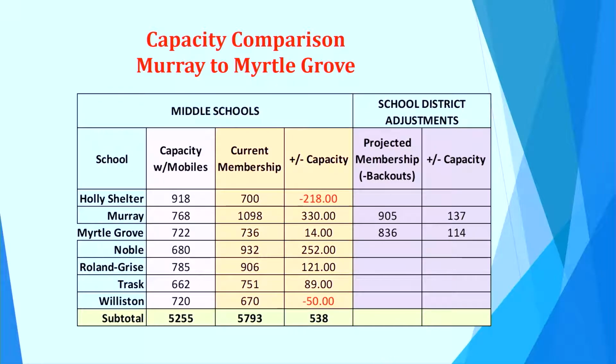In this particular plan, again, it's 45 students, 4 study areas that are adjacent to Myrtle Grove. It would bring the projected membership from 1098 to 905 for next year, and it would be 137 over. And at Myrtle Grove, their projected membership would be 836. That'd be 114 students over. It's like I said before, we're not redistricting, and this proposal doesn't solve overcrowding. It helps us get through this time where we know our secondary schools are going to be crowded.